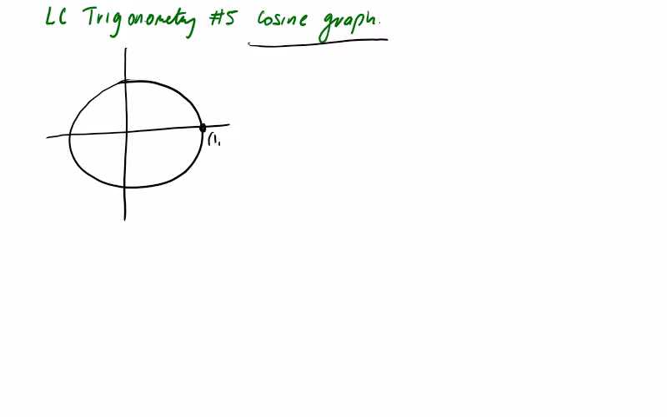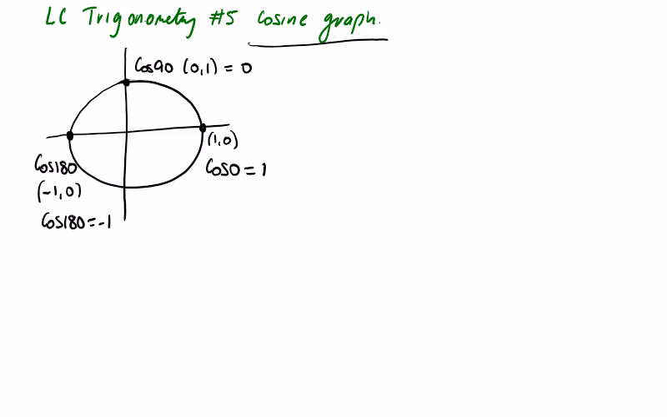The point 1, 0, what can we say about the cos of 0? It's equal to 1. What about the cos of 90? It's the point 0, 1, so it's equal to 0. So the cos has values along the x-axis here. The cos of 180, it's the point minus 1, 0. So the cos of 180 is equal to minus 1.